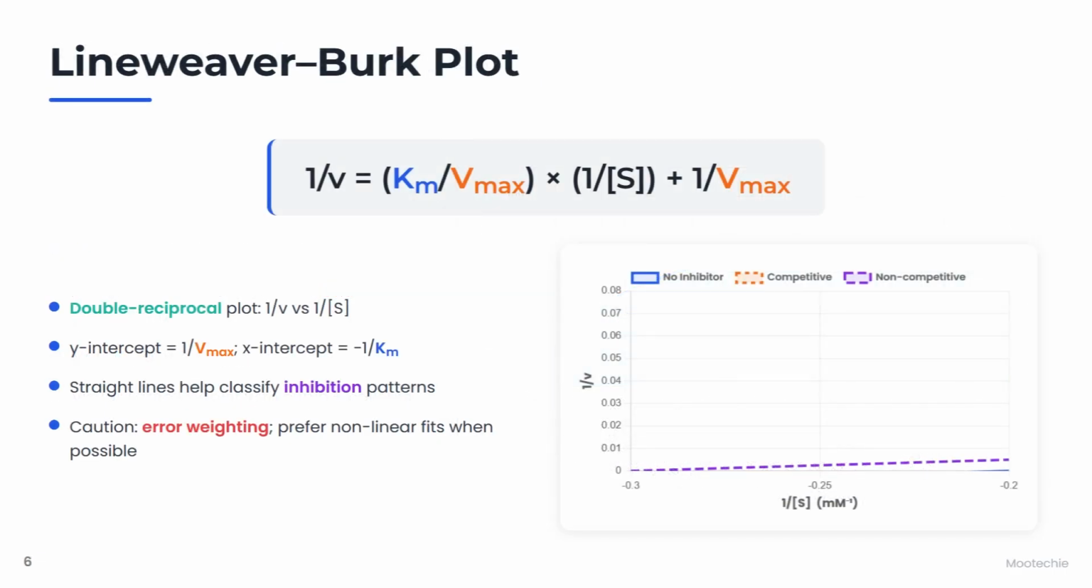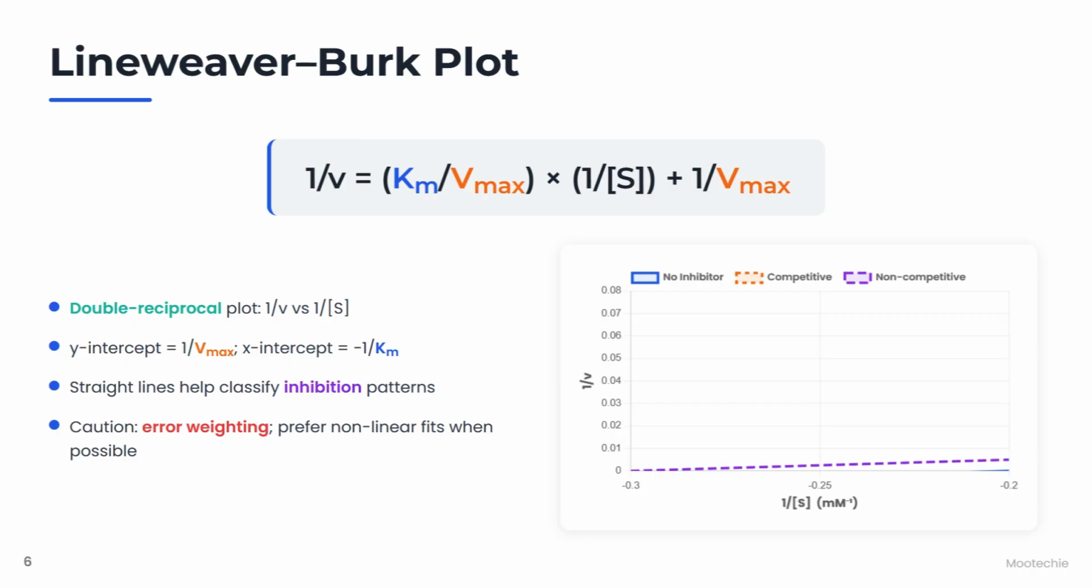Now, let's discuss the Lineweaver-Burk plot. The equation is 1 over V equals Km over Vmax times 1 over the substrate concentration plus 1 over Vmax. This is a double reciprocal plot. 1 over V plotted against 1 over the substrate concentration. The y-intercept equals 1 over Vmax. The x-intercept equals negative 1 over Km.